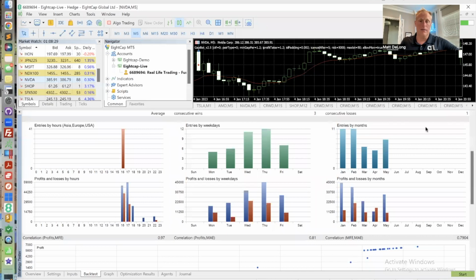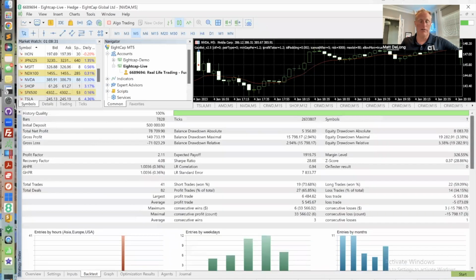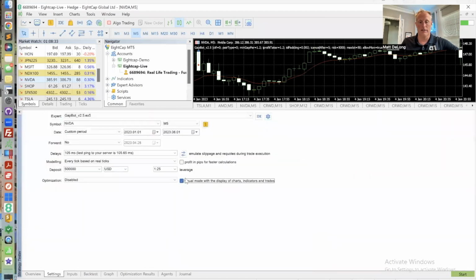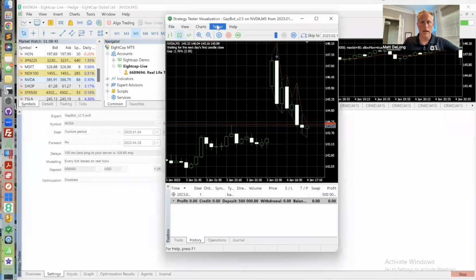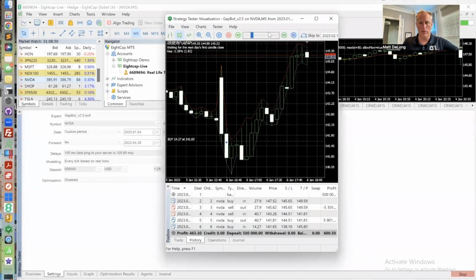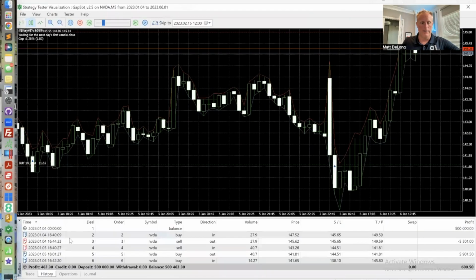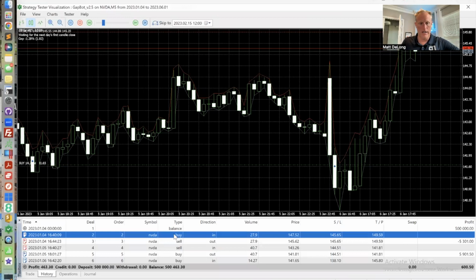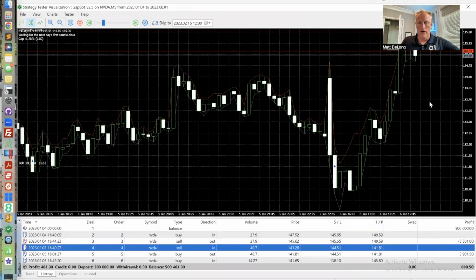And of course, in this case, I'm only testing on NVIDIA, and we're testing on a 5-minute chart. And so what we're going to do is launch this backtester. We're going to look at the visual mode, and I'm going to show you a few trades real quick. We'll start on the 4th, where it takes this very first trade. And we're going to see, whoa, it flew through there, didn't it? All right, let's see what happens. So on the 4th was the very first trade. It looks like it lost.